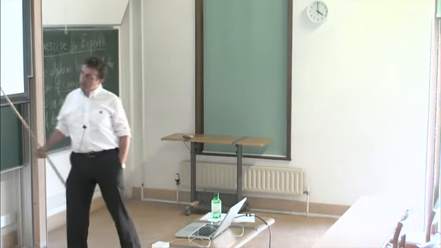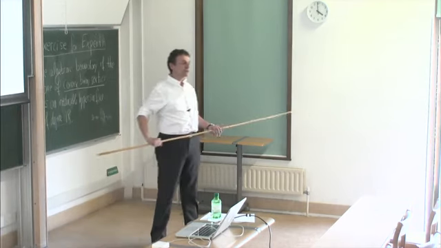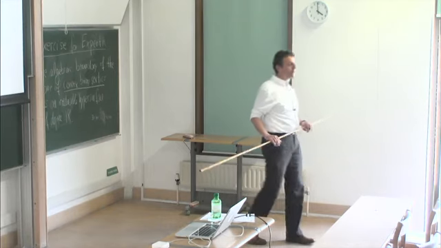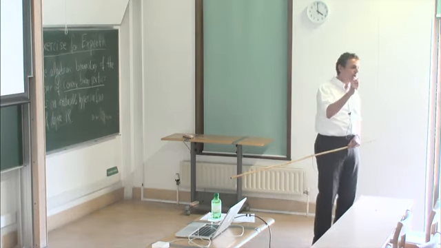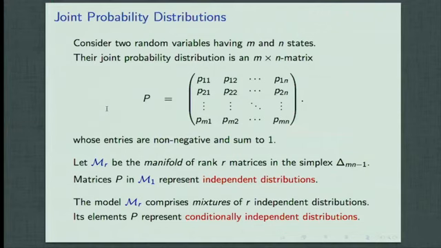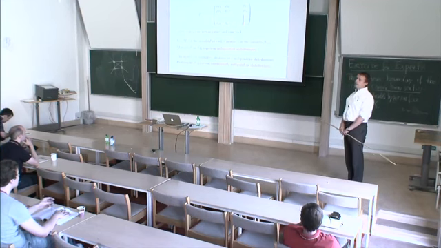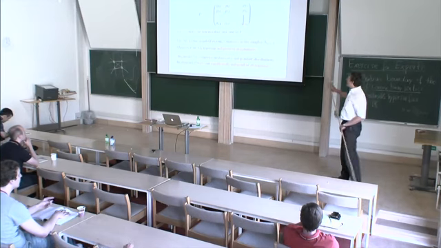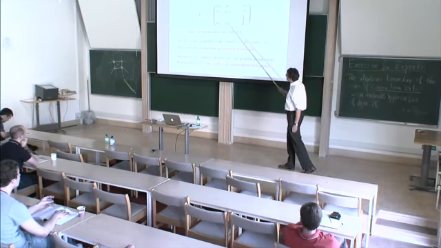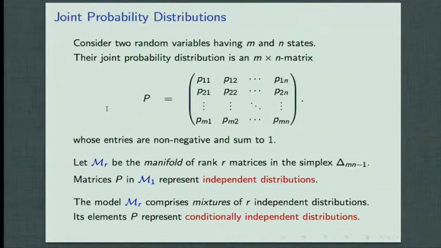Now M_1 represents independent distributions. So two random variables are independent if P_ij is the product of a quantity depending on i and a quantity depending on j. So the probability of the first variable being in state i and the second variable being in state j is the product of the probability of the first variable being in state i times the probability of the second variable being in state j. And that says this matrix is the product of a column vector and a row vector. So that's a rank 1 matrix.